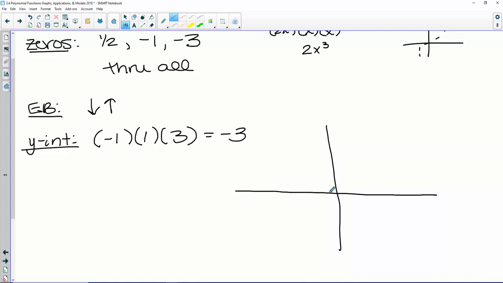Okay. How do I plot zeros on my graph? Yes, zeros are your x-intercepts, where we hit our x-axis. So I'm going to hit the x-axis at positive 1/2, negative 1, and negative 3. My end behavior. So I know my graph's going to start back here and end up here. Okay, that's what that end behavior tells me. My y-intercept, that's where we hit the y-axis. So we hit the y-axis at negative 3.